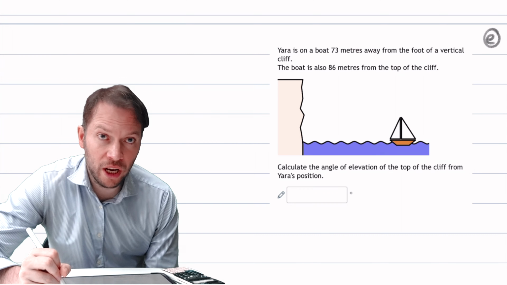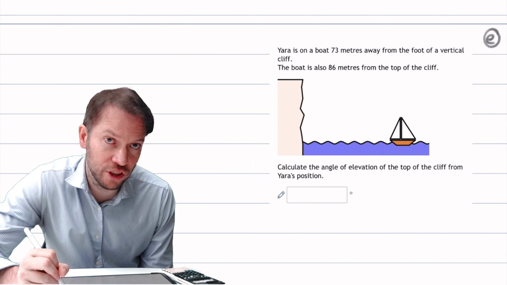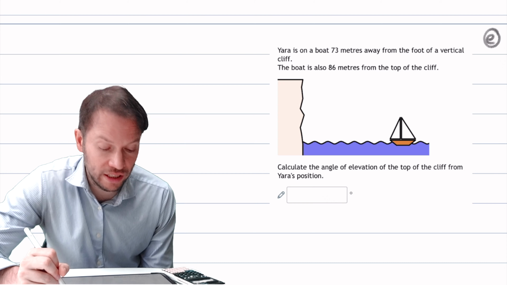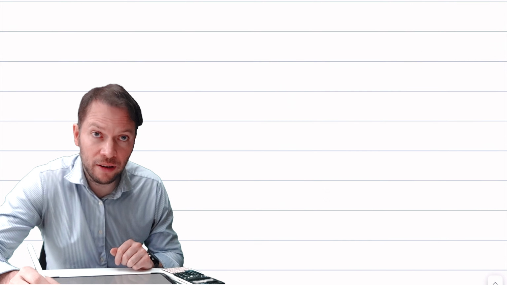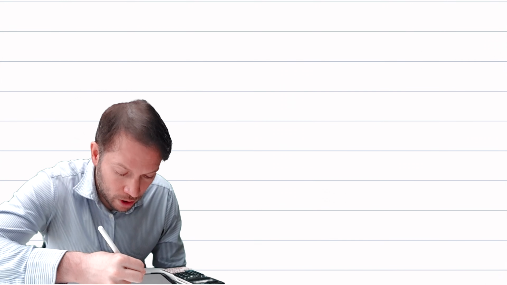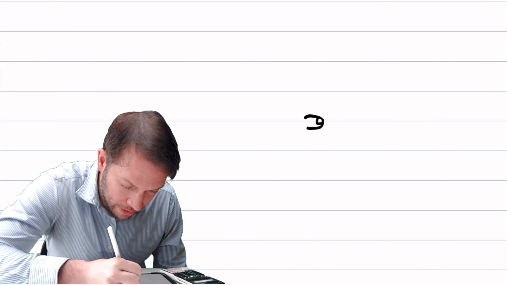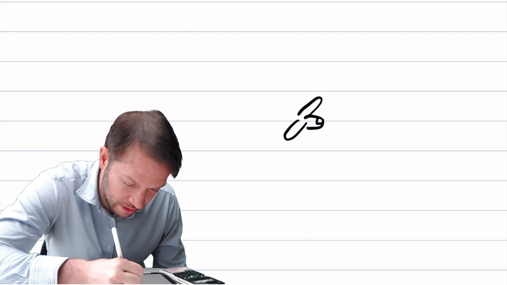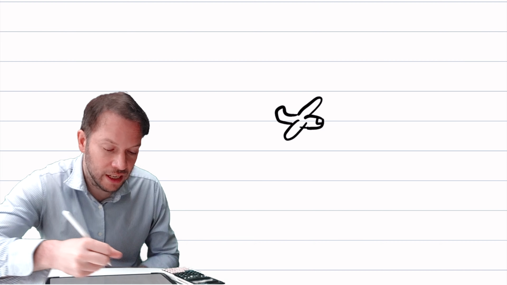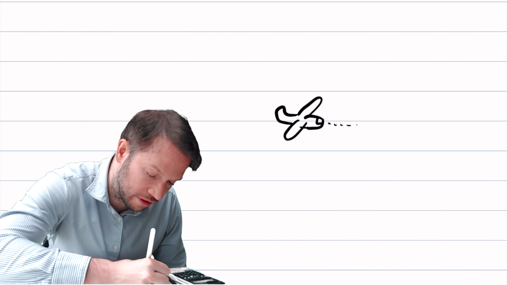Hi, in this video we're going to work out angles of elevation and angles of depression. Now what is meant by an angle of elevation and angle of depression? Well, let's just say you had a plane. So it's going to be a badly drawn plane. I cannot draw. I'm better at maths than I am at art. And let's just say that it's kind of flying horizontally like this.